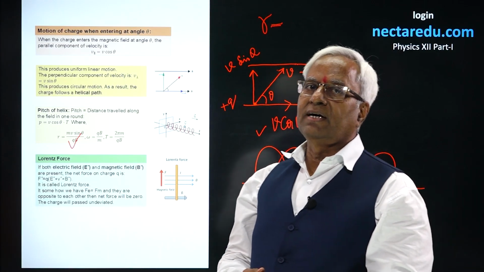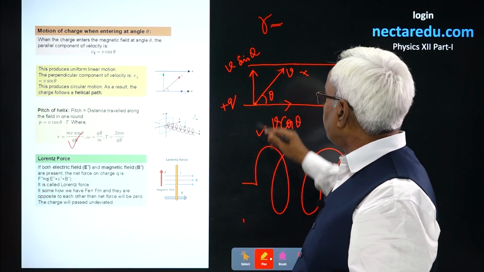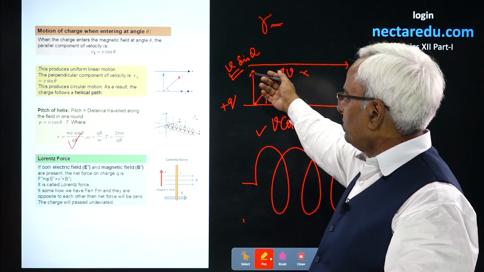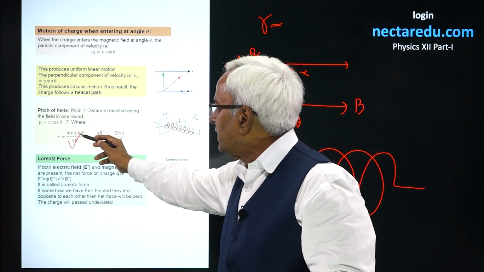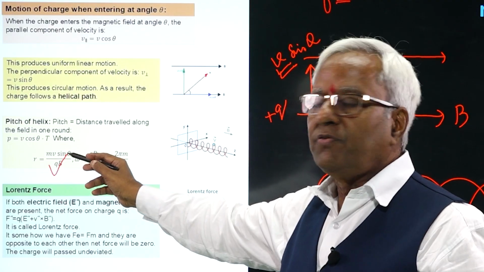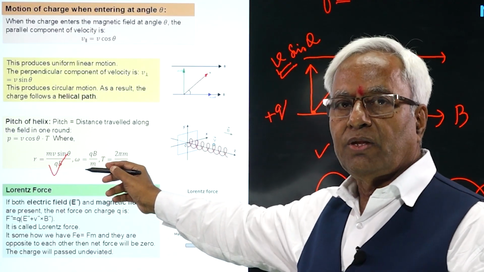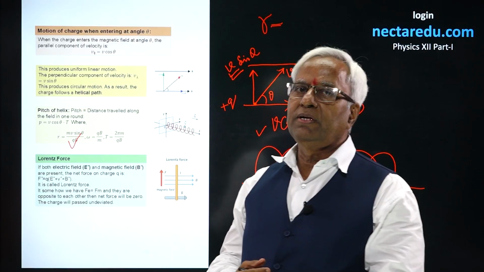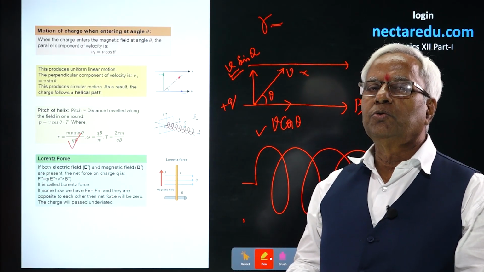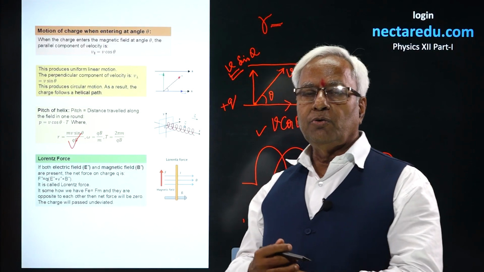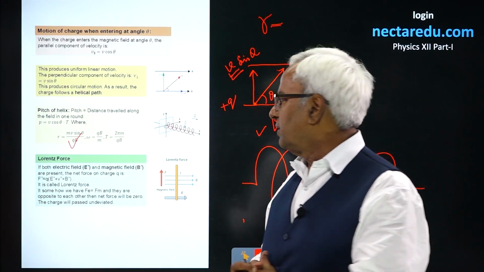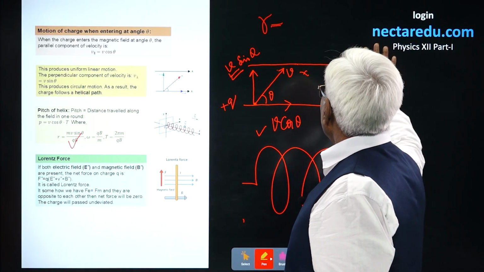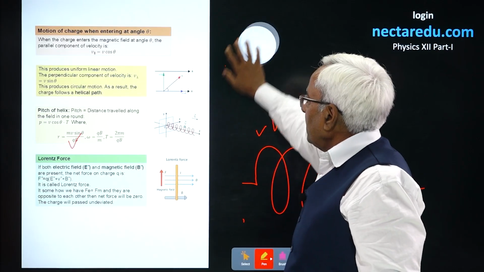Why v sin theta? Because in place of v, the effective component responsible for circular motion is v sin theta here. That's why v sin theta has replaced v. Now, if you want to find the time period or the value of omega, the time period will be 2 pi m upon qB, and omega is 2 pi upon T. This will be qB upon m. This was oblique entry and the resultant path being helical.